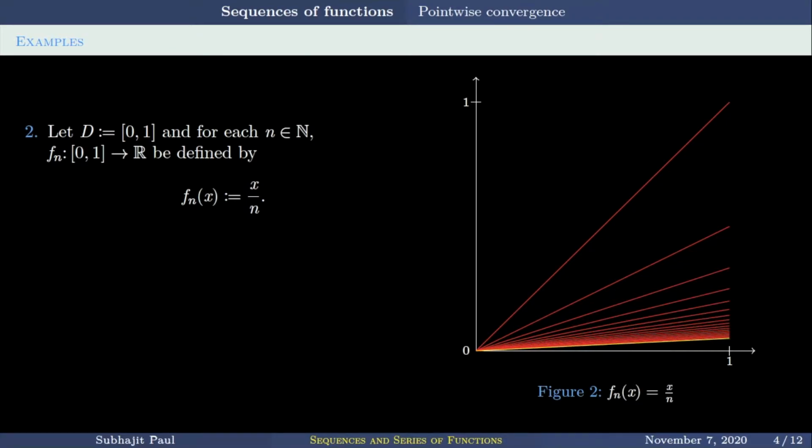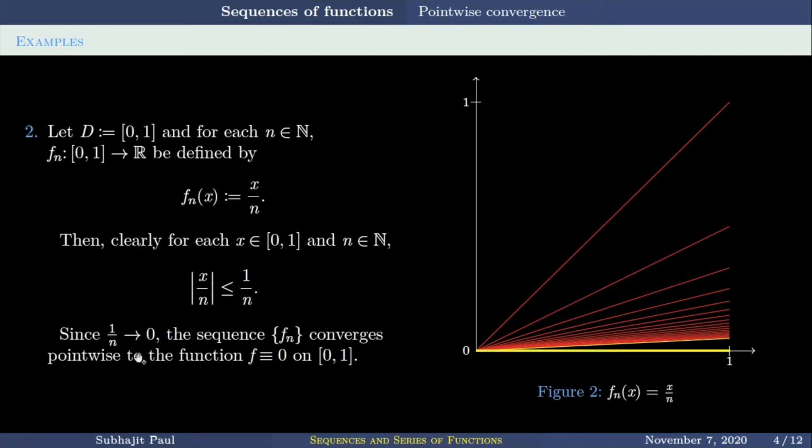So here you see the functions are going flat towards the x-axis. We are going to show that mathematically. So clearly for each point x in the domain [0, 1] and every natural number n, mod of x over n is smaller than or equal to 1 over n. And since 1 over n tends to 0, the sequence fn converges pointwise to the function f identically equal to 0 on [0, 1]. So this is our function.